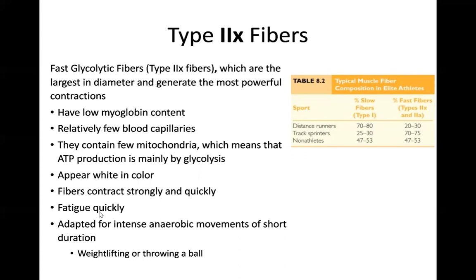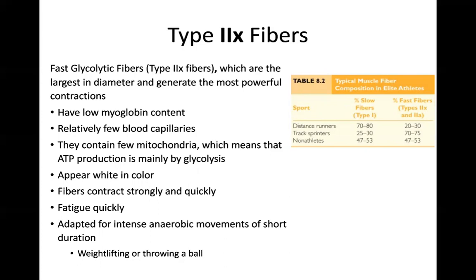Type 1s are really good for long-term aerobic endurance activities. These are really adapted for intense anaerobic movements of short duration, like weightlifting, throwing a ball, what we'd like to call the power sports. Football players are going to be loaded up with type 2X fibers, really strong, really powerful, but for a very short amount of time.